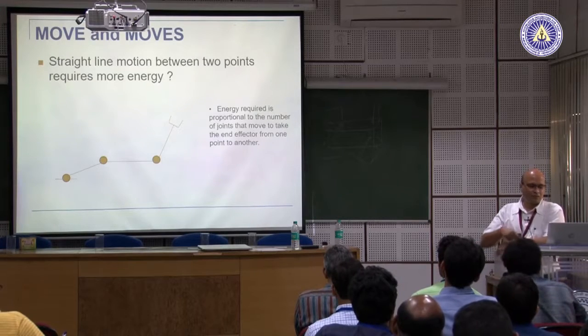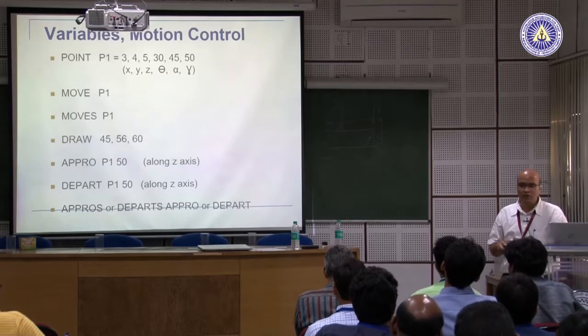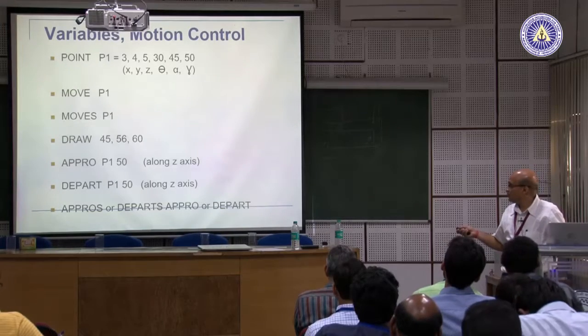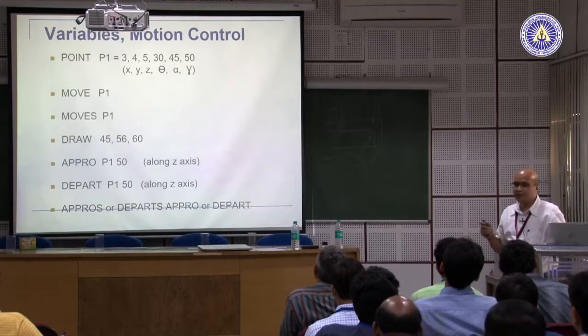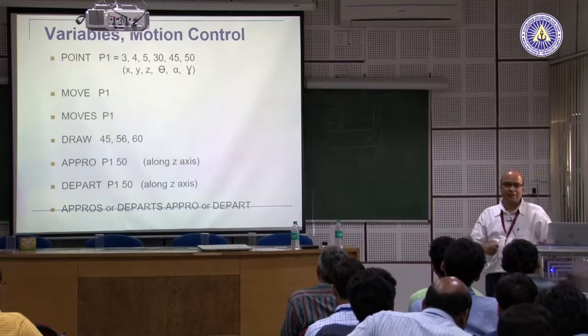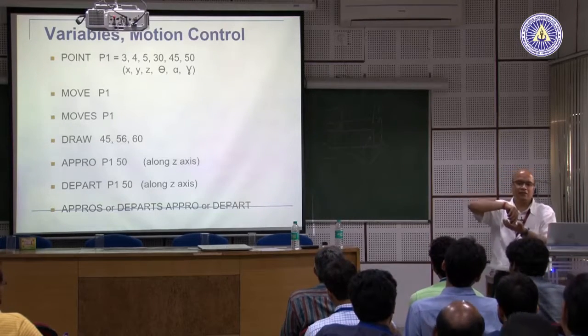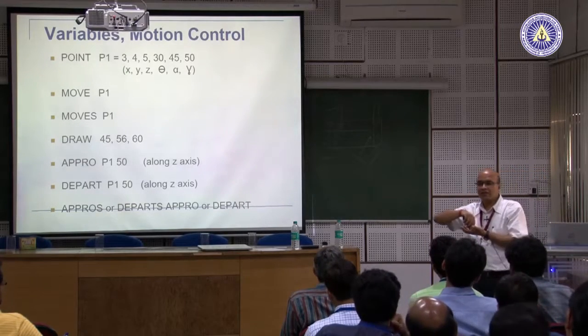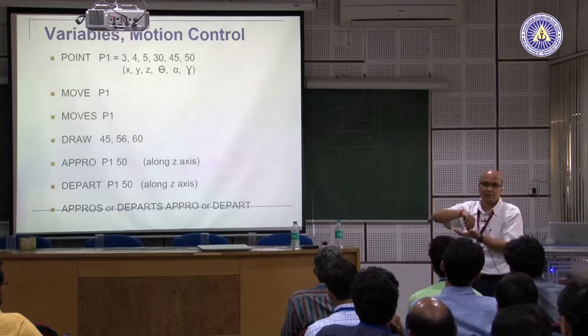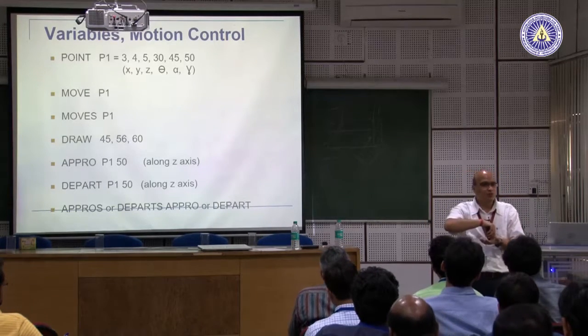So why do you need 2 then, move and moves? Sometimes you might need to move in a straight line, right? For example, when you are assembling, we saw in the case of the SCARA robot in the morning that when you are doing electronic assembly, you have to move in a straight line. Now, if you have to move in a straight line, then you have to move straight.